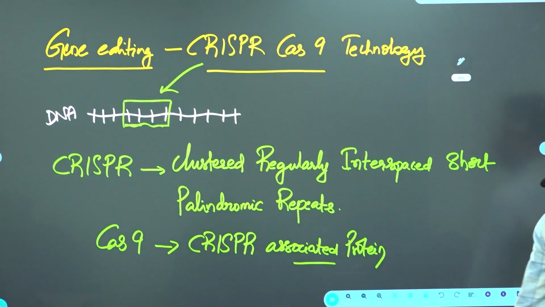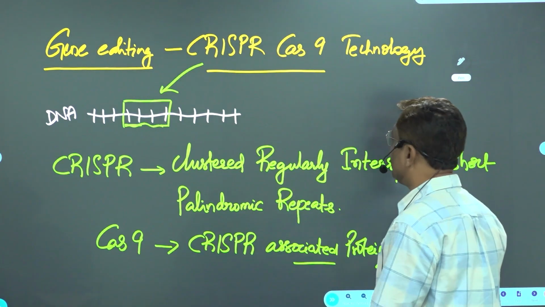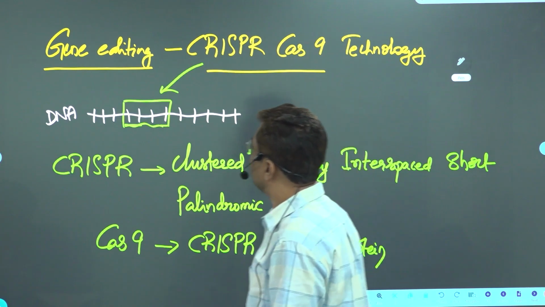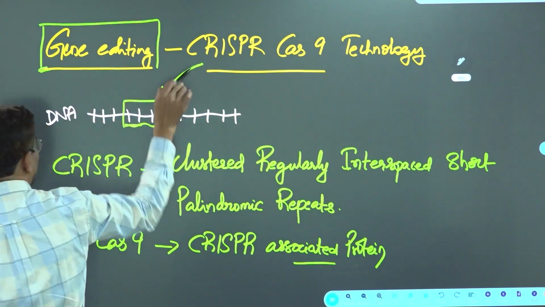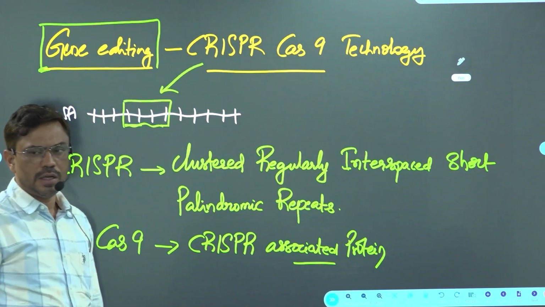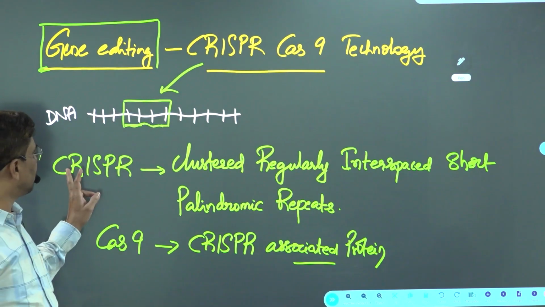Right, now listen, just listen. So actually, you remember gene editing. This CRISPR-Cas9 technology is one method of gene editing mechanism. Here, what is CRISPR? Try to understand this one.